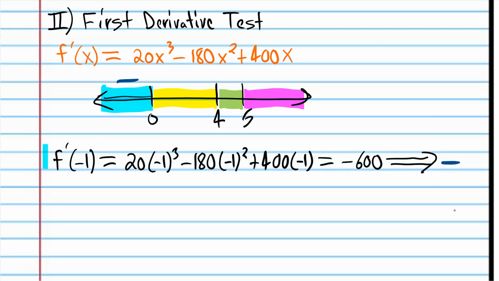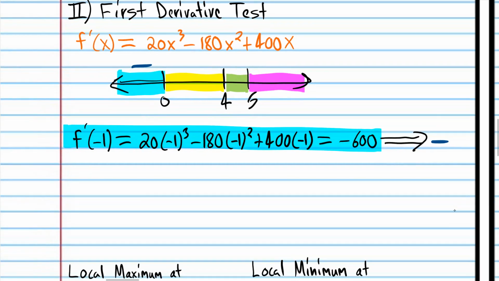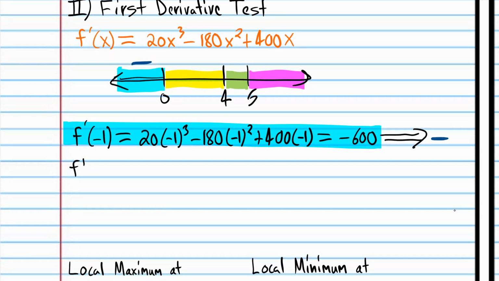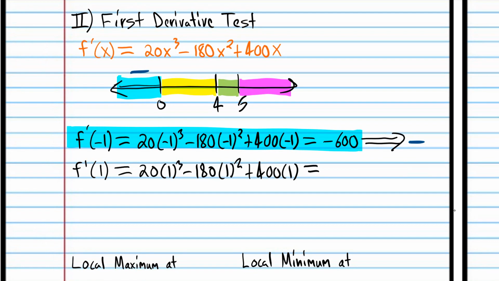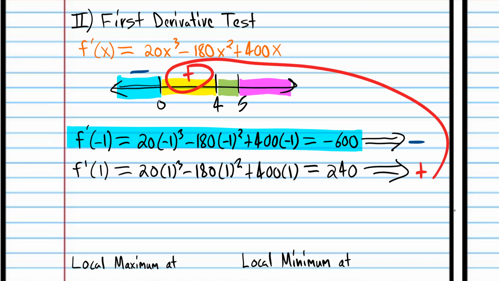So now I'm going to test the yellow region, and let's try plugging in 1. And looks like we're going to get 240. So that's a positive number, so we can then write a positive symbol up here.